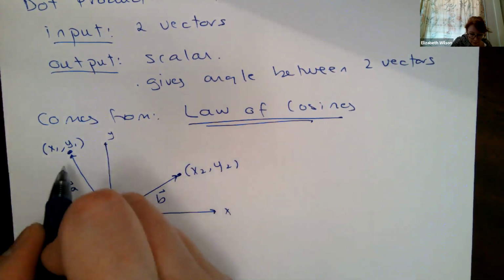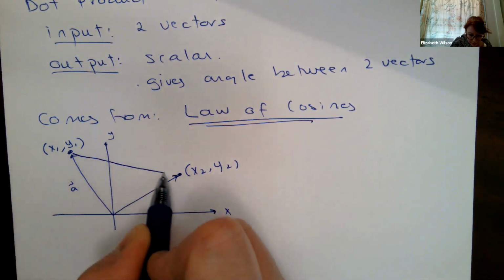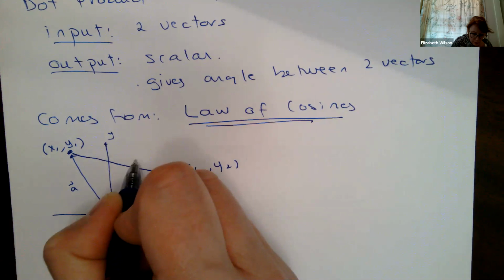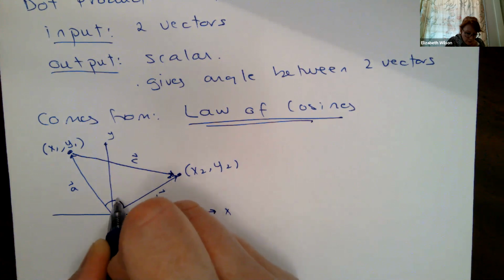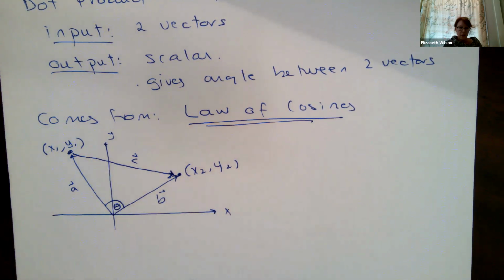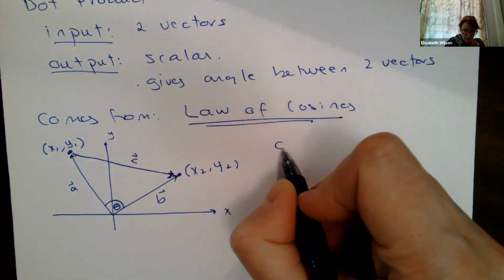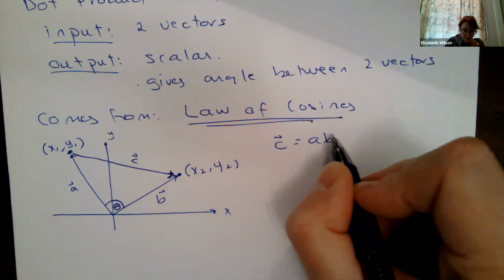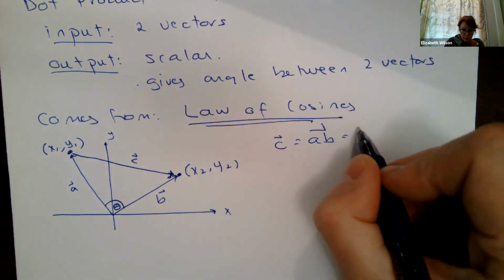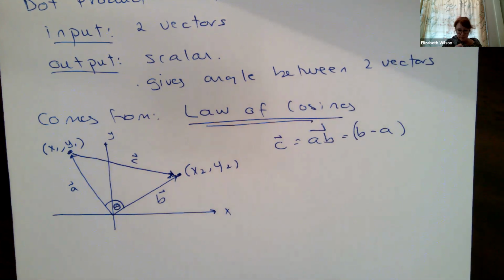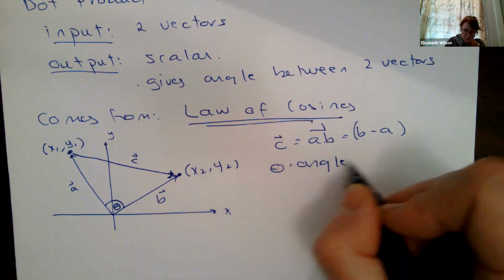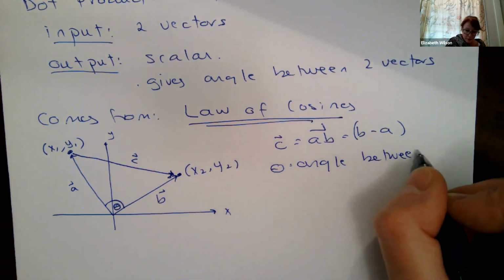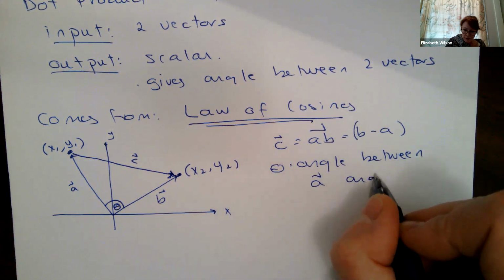Then let's say I've got a vector here. This is my vector C. This here we'll call theta. So I've got these 2 vectors A and B, and theta is the angle between them. Let's say our vector C is our displacement vector from A to B. Remember, we would go B minus A to get there. And theta is the angle between my vector A and my vector B.